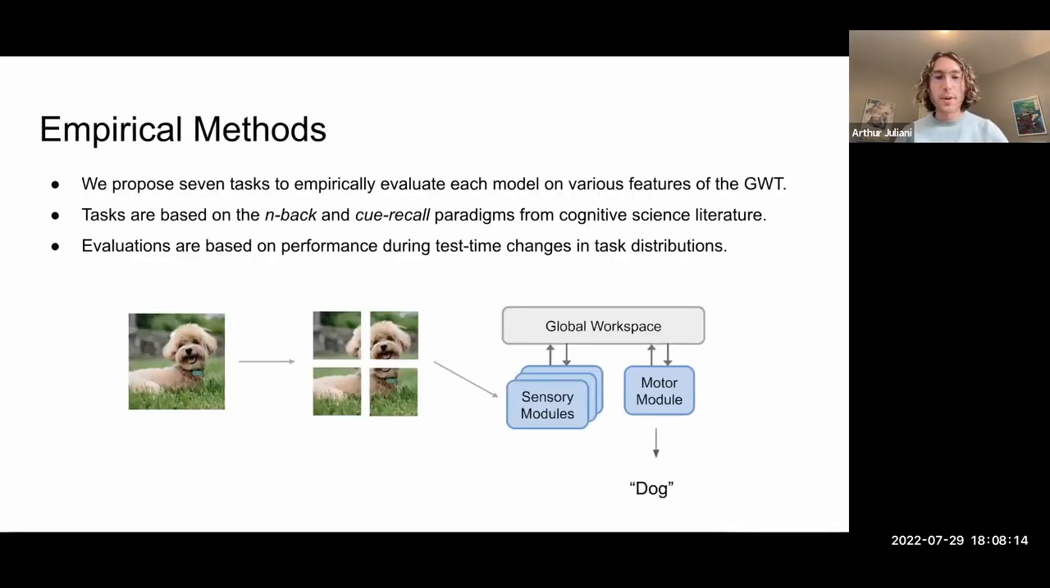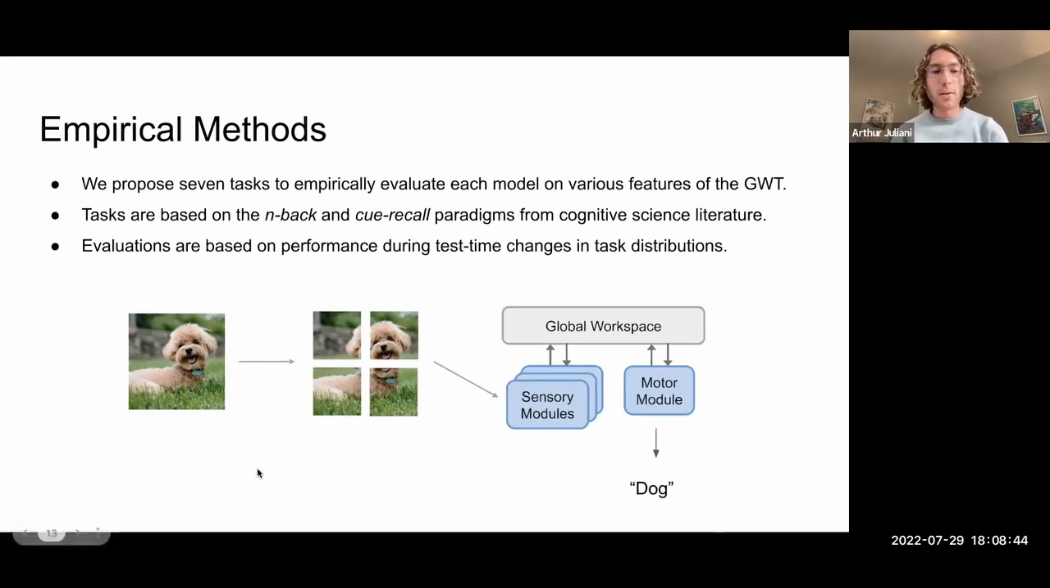Now, what I just described were the theoretical expectations. In this paper, the bulk of the work is running a set of empirical experiments to evaluate this. Based on the N-back and Q recall paradigms from the cognitive science literature, we propose 7 task variants that are designed to assess the ability of each of these models to perform tasks that require the 4 criteria that we laid out there.